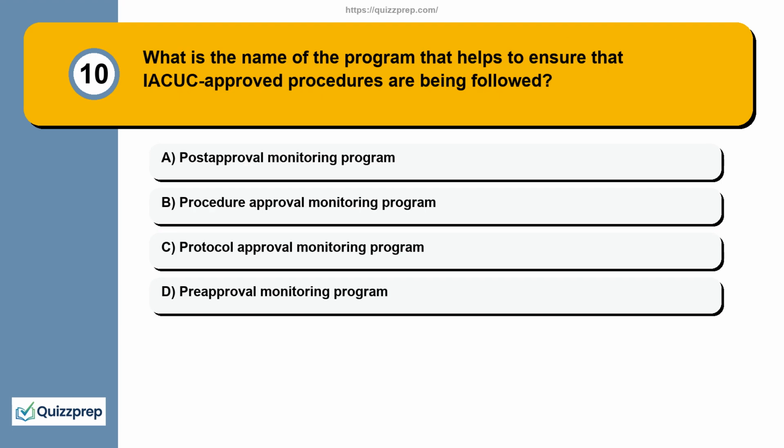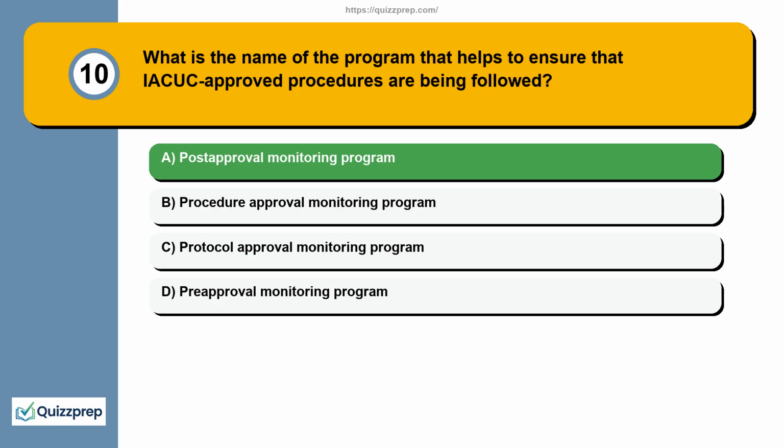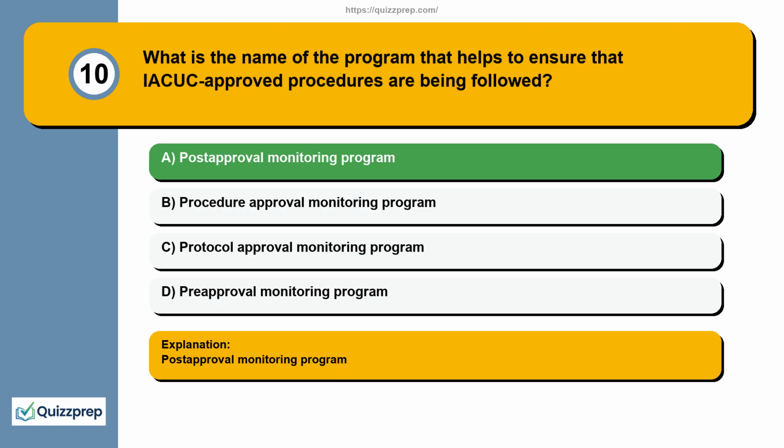Question 10. What is the name of the program that helps to ensure that IACUC-approved procedures are being followed? Option A. Post-Approval Monitoring Program. Option B. Procedure Approval Monitoring Program. Option C. Protocol Approval Monitoring Program. Option D. Pre-Approval Monitoring Program. The correct answer is option A. Post-Approval Monitoring Program.